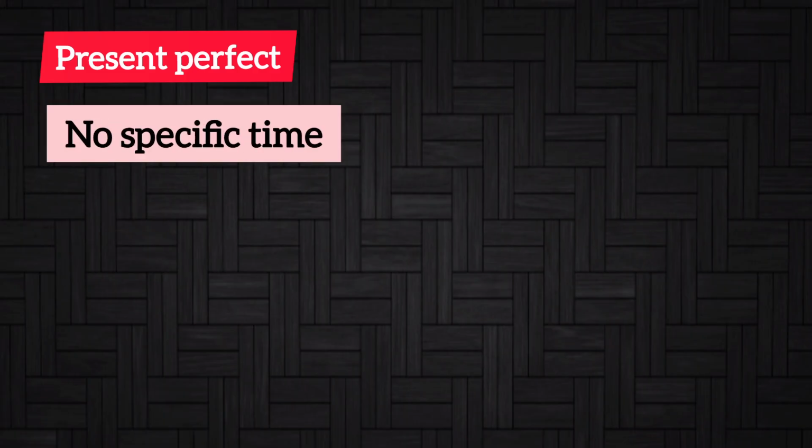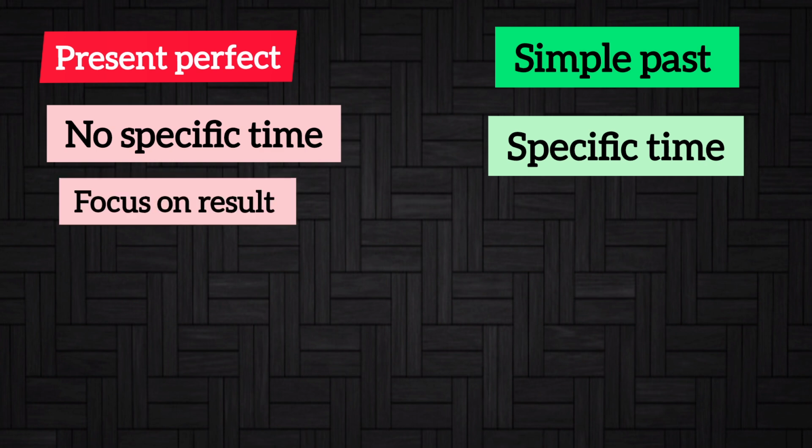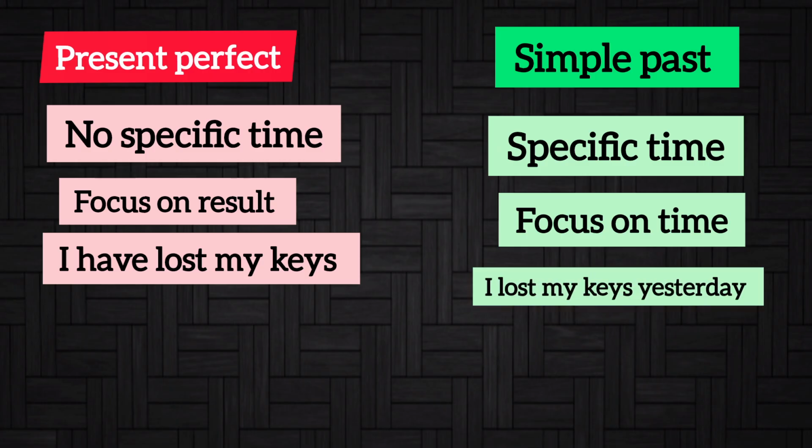So, I have prepared a table for you. What are the differences between simple past and present perfect for better understanding? Let's look into the table. In present perfect, no specific time. In simple past, most of the time, a specific time is mentioned. In present perfect, the focus is on the result. But in simple past, the focus is on time. For example, in present perfect, I have lost my keys. I don't have them now. But in simple past, I lost my keys yesterday. The focus is on time.